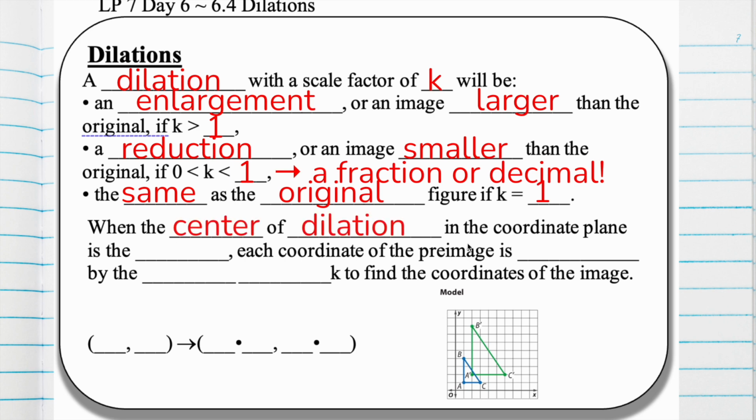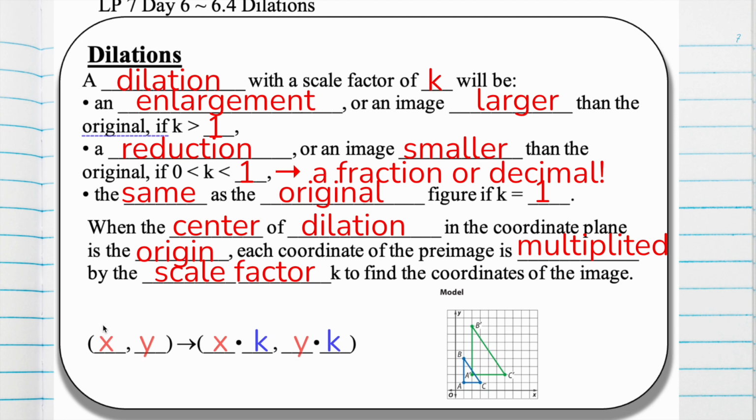than the original. So when the center of dilation in the coordinate plane is the origin, so that 0, 0 point, each coordinate of the pre-image is simply multiplied by the scale factor k to find the coordinates of the image. It sounds a little more complicated than I think it is. It just means that we have our coordinate (x, y). They're going to tell us what the scale factor is, and we simply multiply x times k, and that gives us our new x coordinate, and y times k gives us our new y coordinate. So it's much simpler, I think, than it sounds up here.